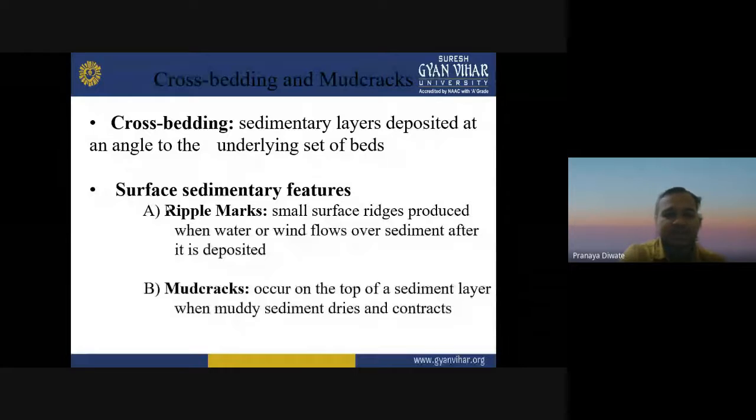Then you have some surface sedimentary features like ripple marks and mud cracks. Ripple marks are small surface ridges produced when water or wind flows over a sediment after it is deposited. Mud cracks occur on the top of the sediment.